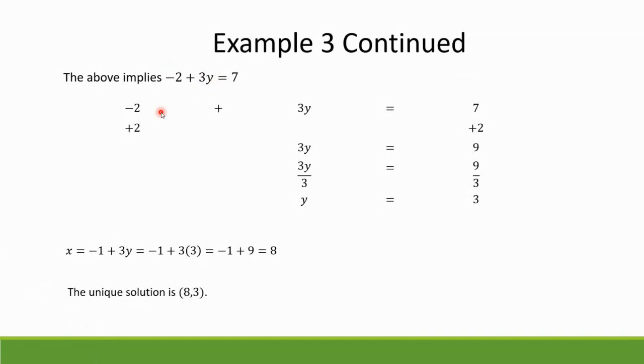So we have -2 plus 3y is 7. Okay, so let's isolate y. So we add 2 to each side. We get 3y is 9, as you can see. Dividing both sides by 3, we get y equals 3. That's what we get.